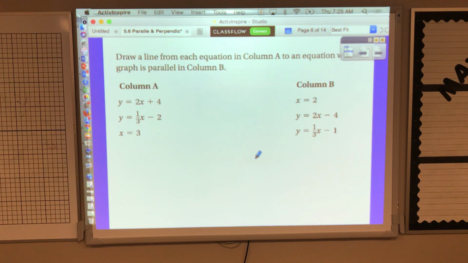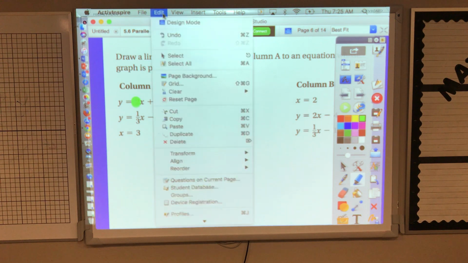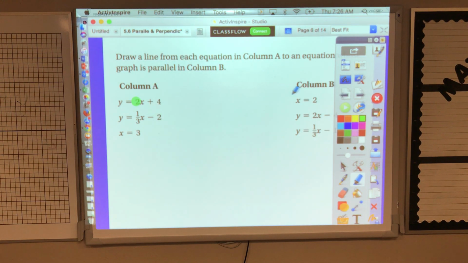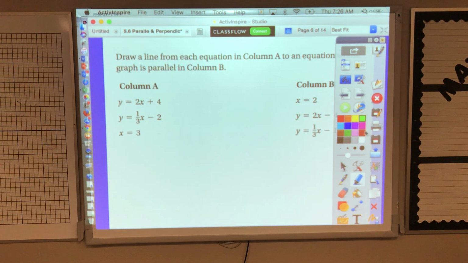So let's look at these equations, and we want to draw a line from an equation in column A to an equation in column B that is parallel. So what we need to look at is our slopes and our y-intercepts. In this first equation in column A, my slope is 2. Second one, my slope is 1/3.